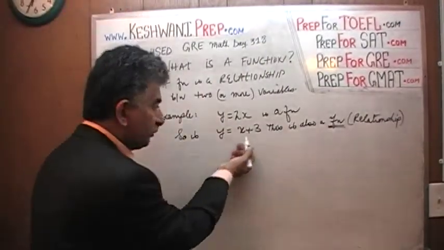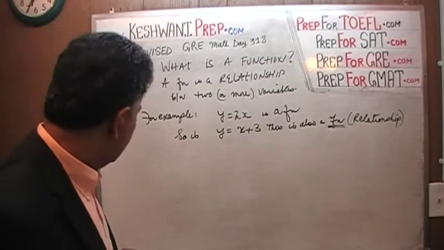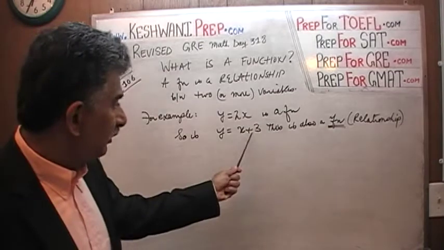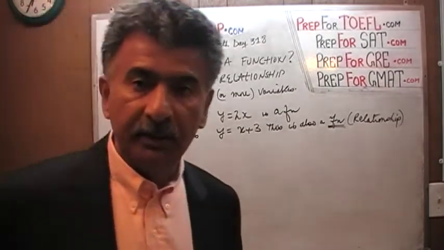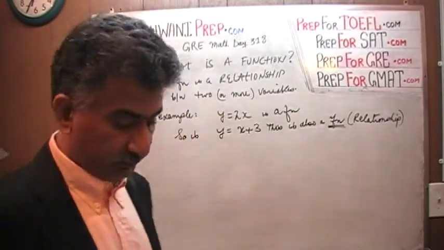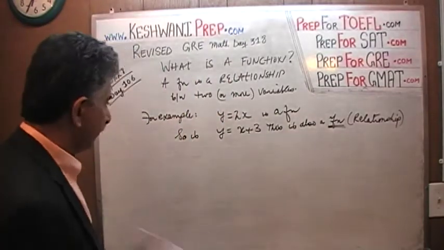This is another relationship between x and y. Here we are told that the value of y is 3 more than the value of x. There you go. That's how they are related. Value of y is 3 more than the value of x. That's another relationship.